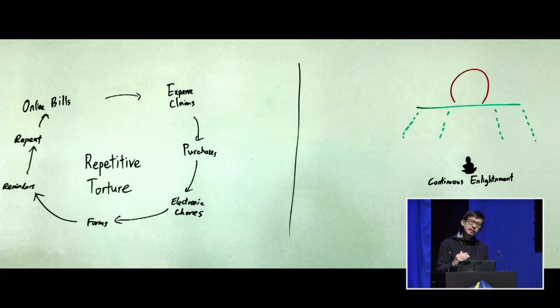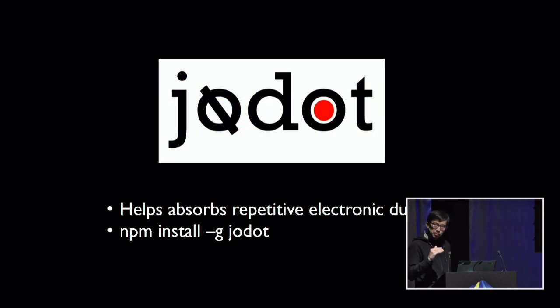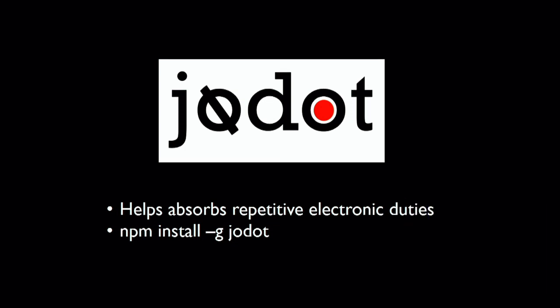So I set about thinking, could there be a better way of interacting with computers where we get to a point where we can be continuously enlightened rather than continuously torturing ourselves with this repetitive chore? Computers can be the bicycle of our mind, borrowing from Steve Jobs. So I set about delegating a lot of my chores into a node process that I named Jodo. So Jodo is a NPM package that you can install, and it helps you absorb repetitive electronic duties.